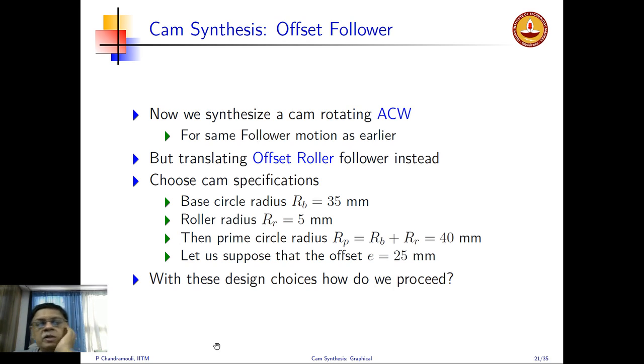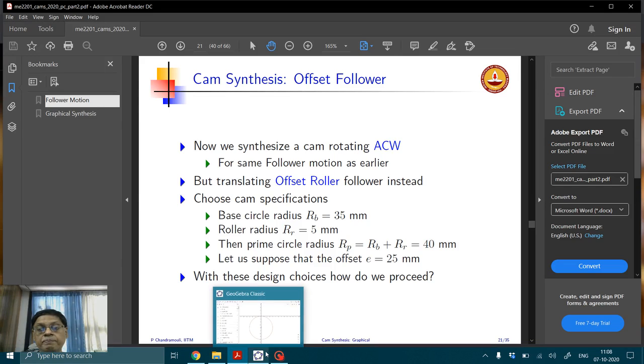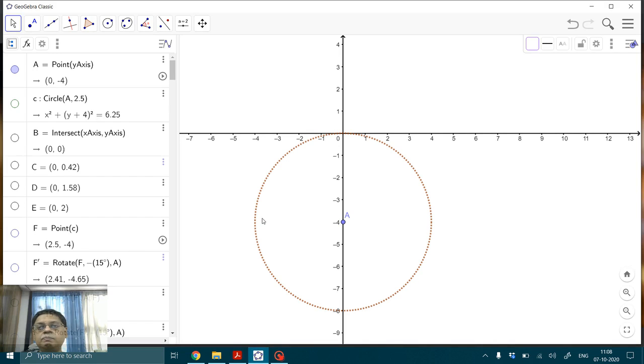Again, I'm going to rely on Geogebra to go through the construction so that you know how we will do this graphically. So you get a feel of doing this. So let me switch to Geogebra. I have already opened the file. So let me click and make this into a full circle.